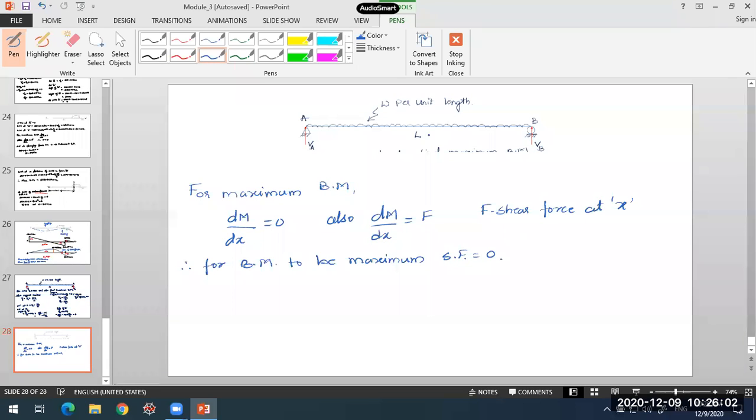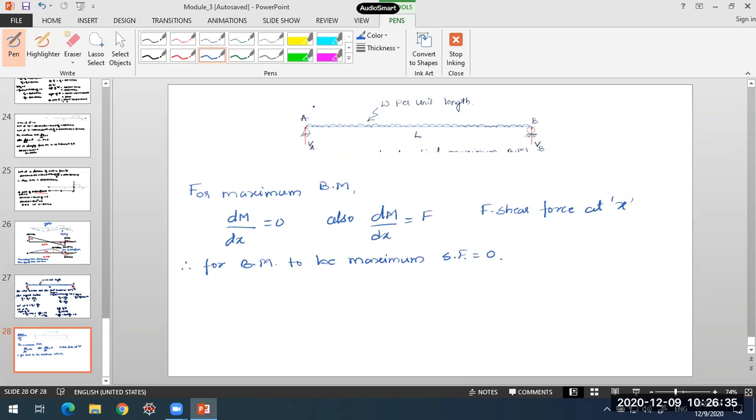Even so, you can write the equation for bending moment M in terms of x. M will be a function of x, and you can differentiate this with respect to x and equate it to 0. That will also tell you the value of x, the point where maximum bending moment is. Instead of working it in a mathematical way, we'll relate it with our forces. So here I am relating maximum bending moment with the shear force. The point where bending moment is maximum, the shear force will be 0.